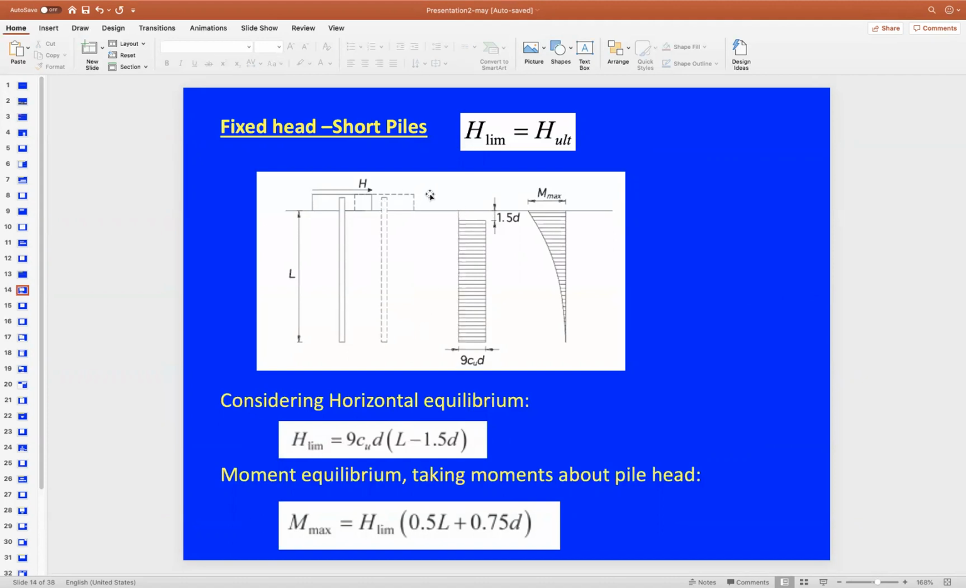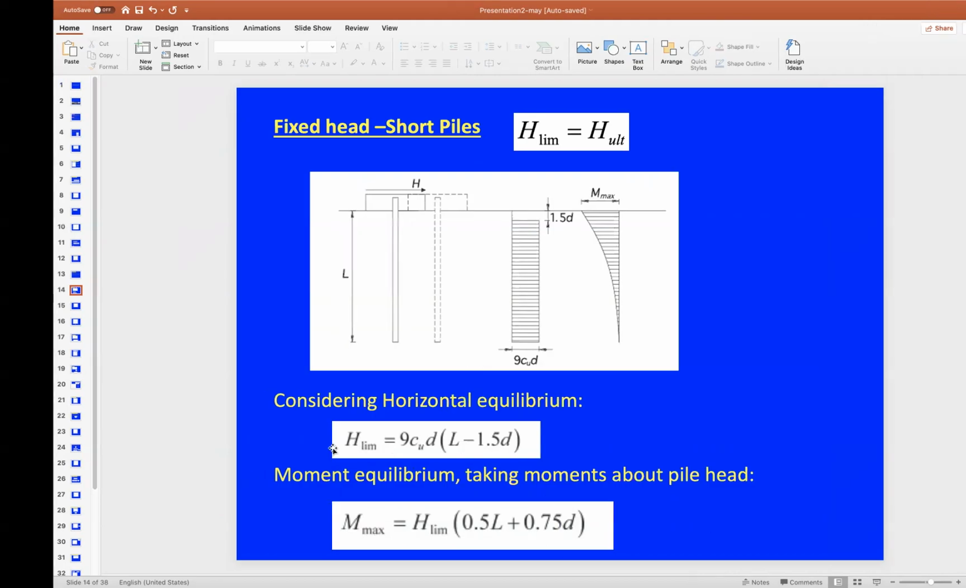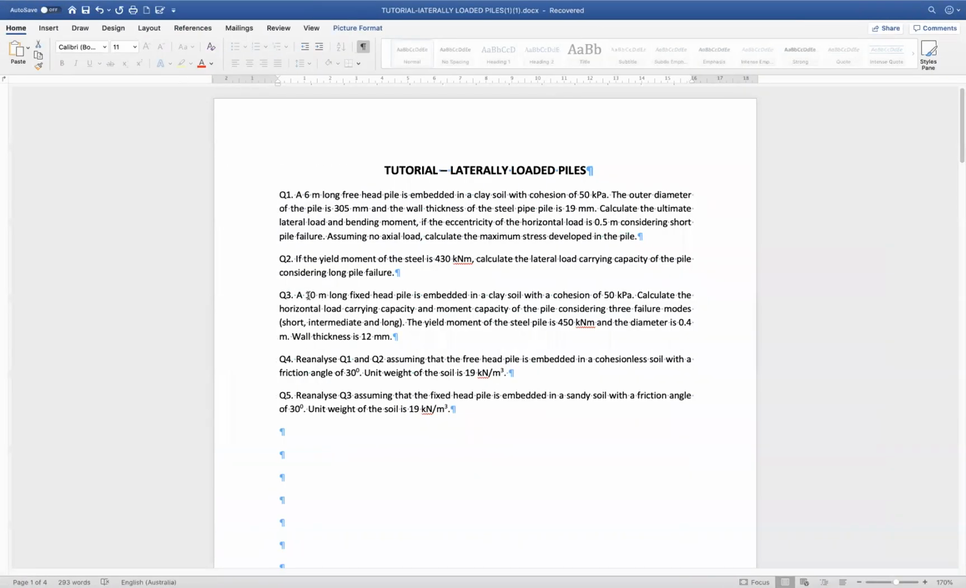Using the sum of the horizontal forces on the system, H ultimate will be equivalent to the resultant force from the distributed force, the reaction from the soil, which is 9CuD multiplied by the length of the distributed force along the pile, which is L minus 1.5D. So 9CuD multiplied by (L minus 1.5D) will give us the value of H ultimate. If you go back to this question, the value of L is given, the value of Cu is given, and the diameter is given. So everything is given in this equation.